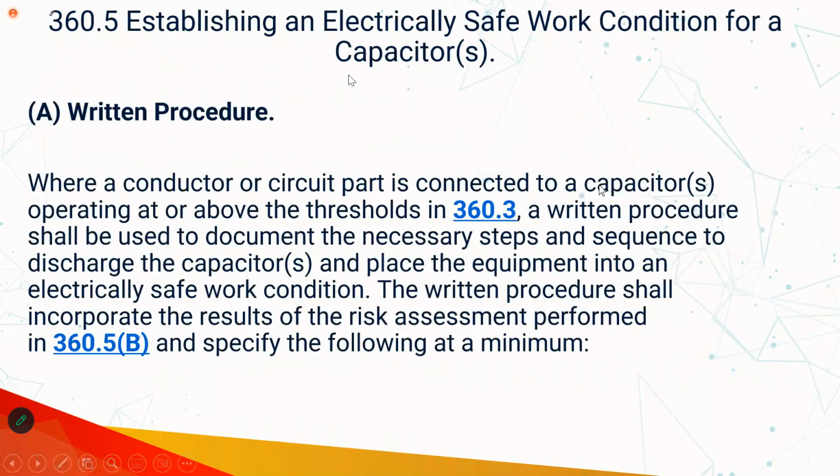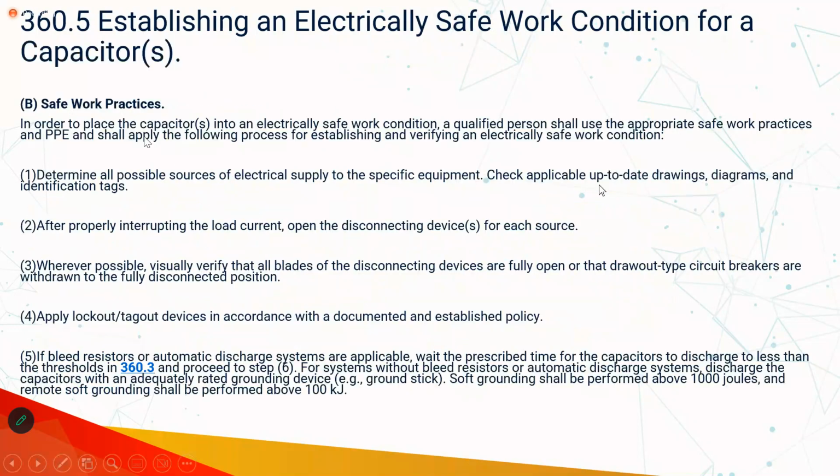Right. For establishing an electrically safe work condition related to capacitors and capacitor banks, this covers the same steps we covered in article 120. These steps will be the same. Determine all sources of electrical supply to the equipment. After properly interrupting the load, disconnect whenever possible. Visually verify the blades are open. Apply lockout and tagout. If bleeder resistors or automatic discharge systems are applicable, wait the prescribed time for the capacitor to discharge to less than the thresholds.